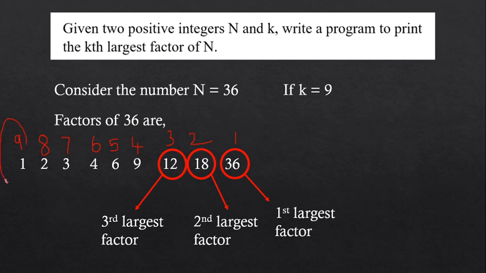Can you understand this? The ninth largest factor is 1. So when k is 9, I need the ninth largest factor. What is the ninth largest factor? 1. This is the problem statement. Okay. I'll give you a number, and based on the factors, you should tell which one is the largest factor. I hope the question is clear. This is the problem statement.